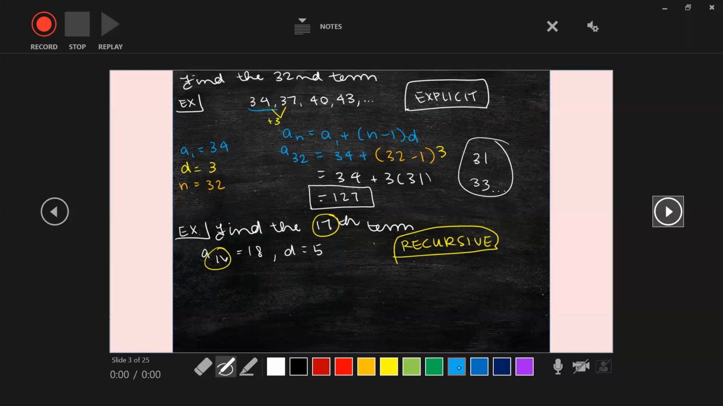So if we are being asked to find the 17th term, then we would have some sort of recursive formula that would look like this. A sub n is equal to A sub n minus 1 plus D. The A sub n that we're trying to find is A sub 17. Well, the preceding term from A sub 17 is A sub 16, and D is going to be 5. So we're going to have A sub 16, which is 18, plus 5, making A sub 17 23.